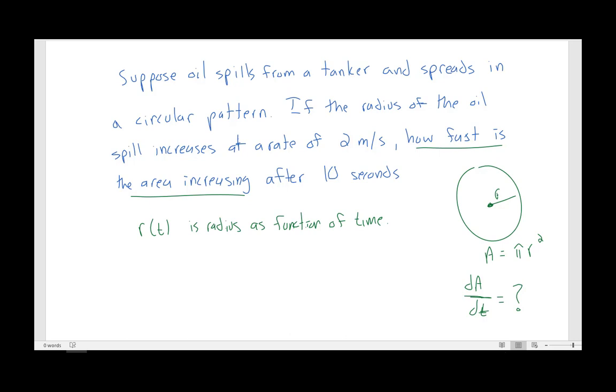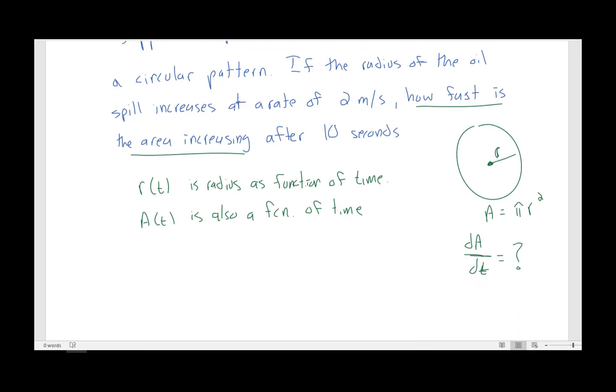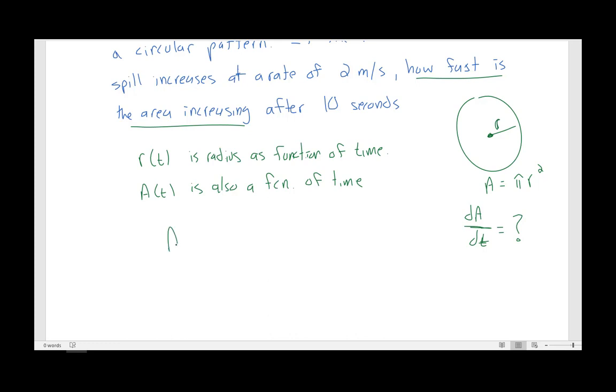Now if we think visually again, obviously as radius grows, the circle's going to grow. So technically area is also a function of time. I'm going to get lazy and abbreviate function. So if we think of A equals pi r squared, what we really have is area as a function of time, and we have radius as a function of time as well.